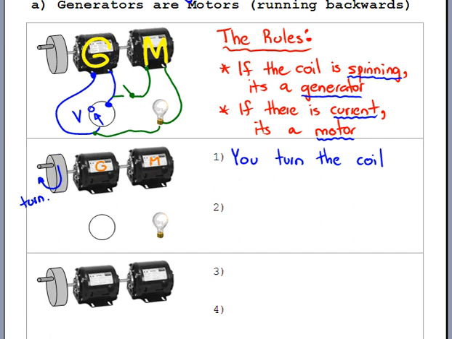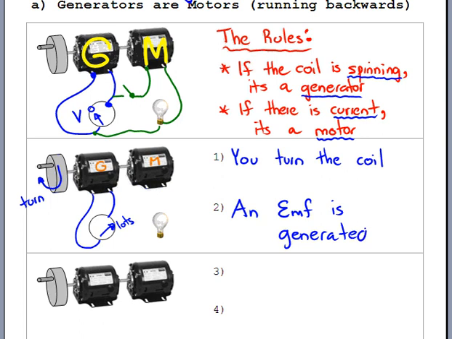Whoa, wait a minute. If you're turning it, then it's a generator, right? That's one of the rules. So here's my connection between my generator and my voltmeter, and my voltmeter is going to be going way over here, right? Showing, I don't know, some value. Let's just say lots, right? So you get lots of voltage. So the second step in the story is an EMF is generated. Because that's one of the rules. If it's spinning, it makes a voltage. So, yep, we're definitely going to have a voltage. But right now, we're not going to access that voltage. I'm going to have my switch just in the off position.